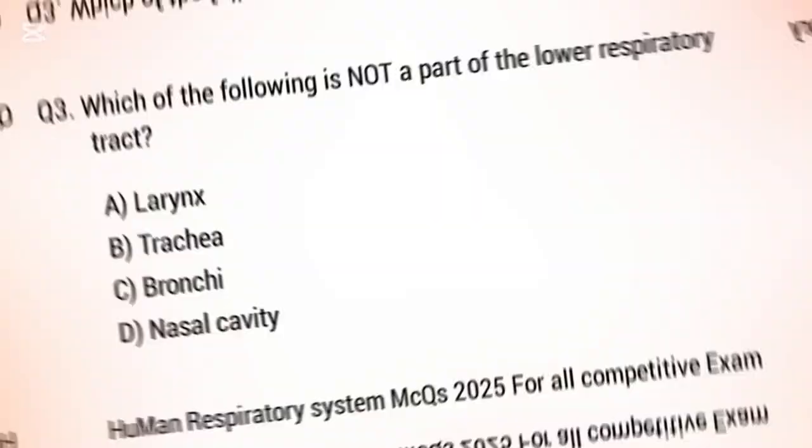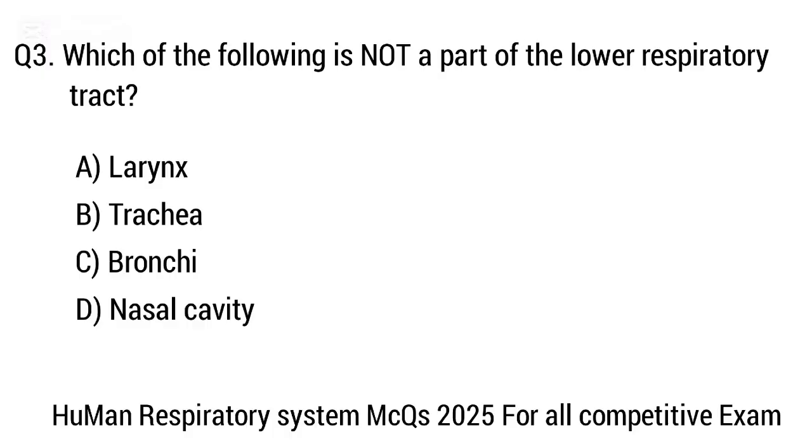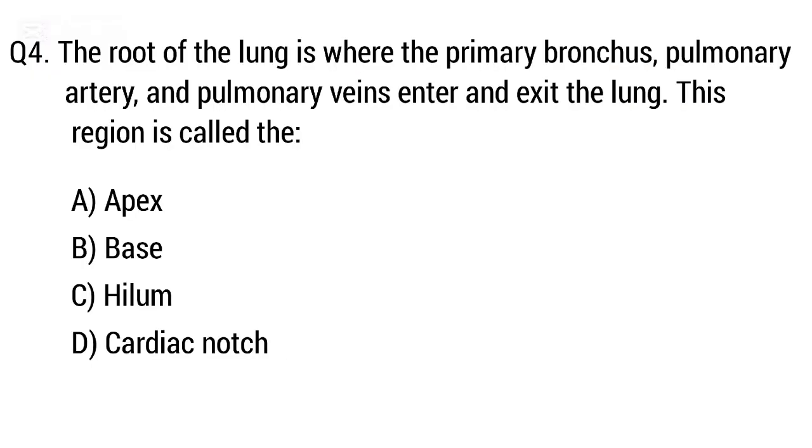Question 3. Which of the following is not a part of the lower respiratory tract? The right answer is option D, nasal cavity. Question 4. The root of the lung is where the primary bronchus, pulmonary artery, and pulmonary vein enter and exit the lung. This region is called the... The right answer is option C, hilum.